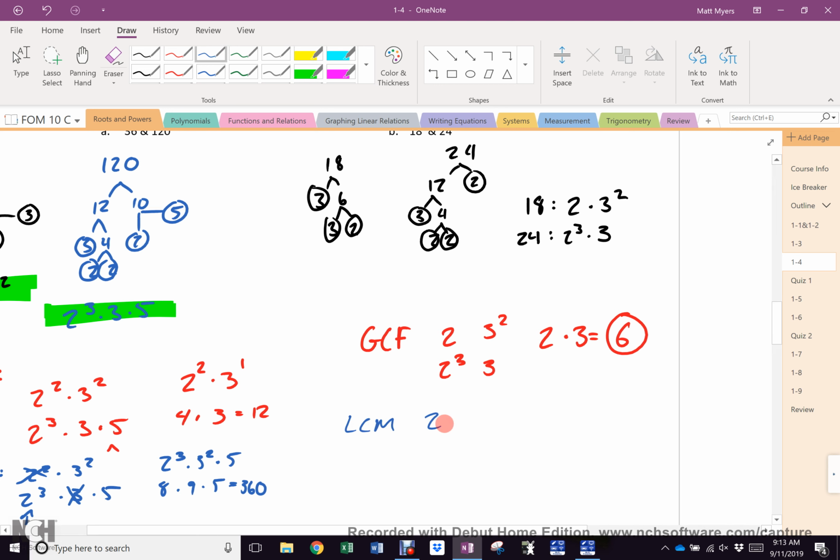LCM. 2 times 3 squared, 2 cubed times 3. Count everything once. This guy has 1 2, this guy has 3 2's. Which one do I count? 1 2 or 3 2's? 3 2's, because I've got to count everything once. So this guy's 3's cover his. What about here?